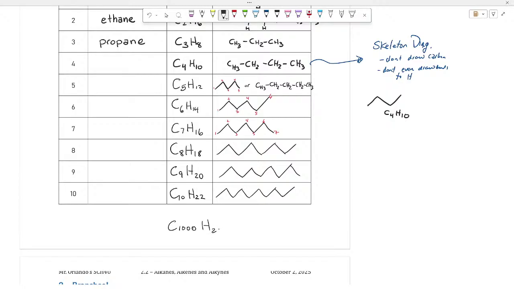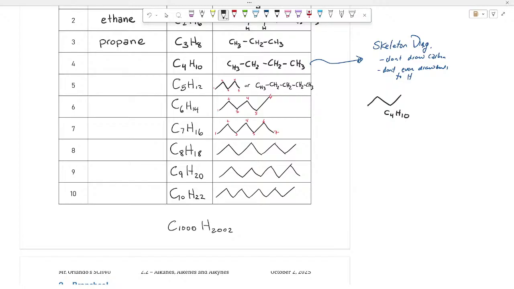Nope, close. Is there an extra one on every 100th carbon? Where are the extra ones? Just on the end. So there's two hydrogens for every carbon, and then you get an extra one to cap each end. So it'd be 2,002.